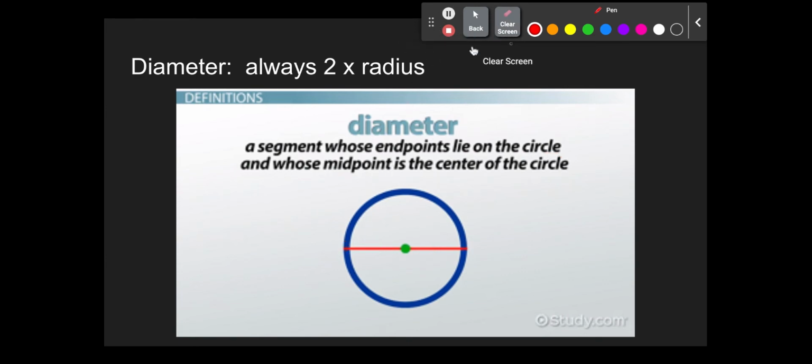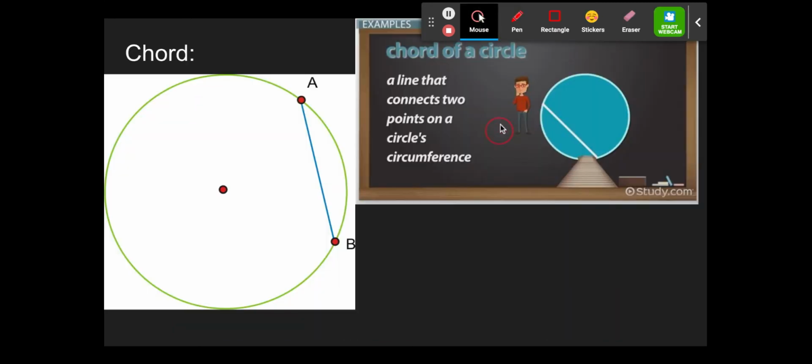So there's also technically infinite diameters, right? Because I could go through the center. And that's enough slices, okay? So moving on to more vocabulary.